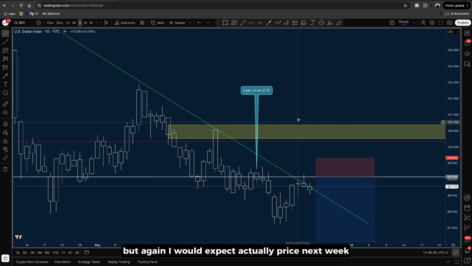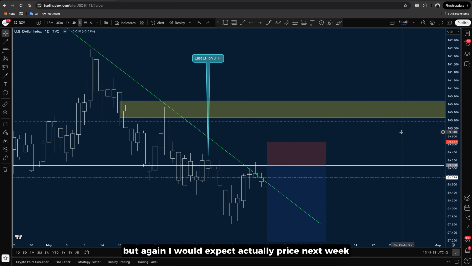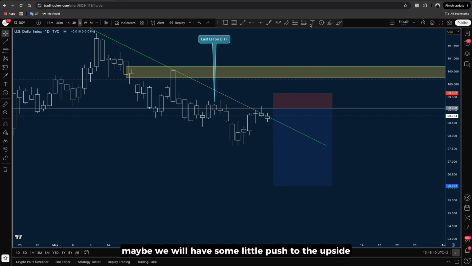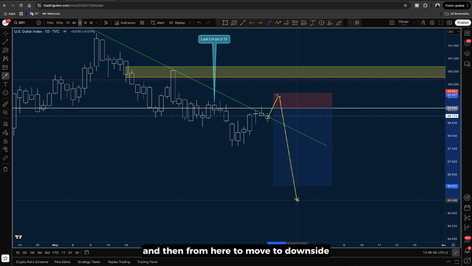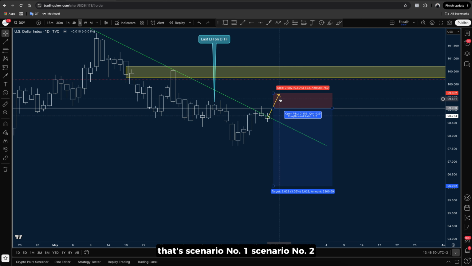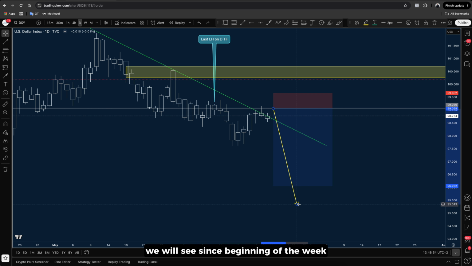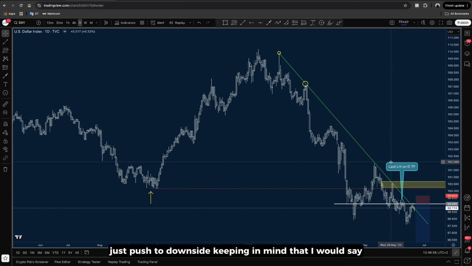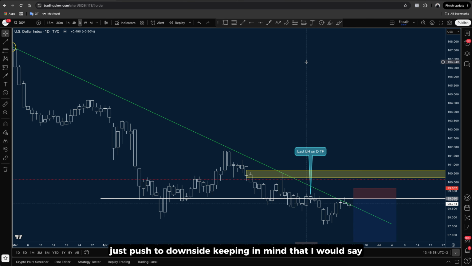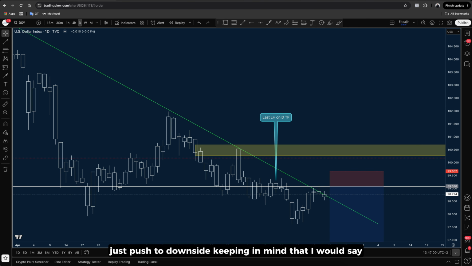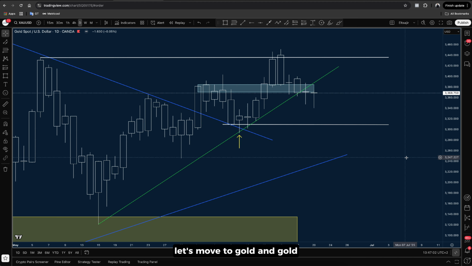But again, I would expect actually price next week, maybe we will have some little push to the upside, maybe just to liquidate, and then from here to move to the downside. That's scenario number one. Scenario number two, that maybe we will see since the beginning of the week just a push to the downside. Keeping in mind that, I would say let's move to gold.